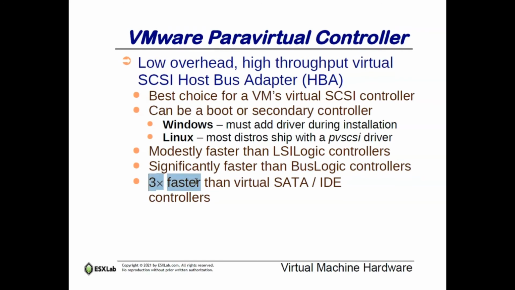PV-SCSI is literally 3 times faster than a virtual IDE or SATA controller and virtual disk. IDE and SATA are high overhead, low throughput interfaces relative to SCSI, so you should only choose SATA or IDE based virtual disks if your operating system simply can't do SCSI.